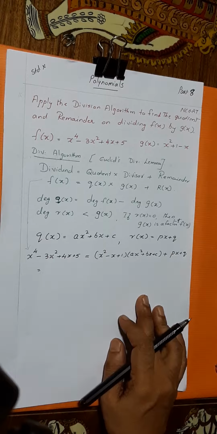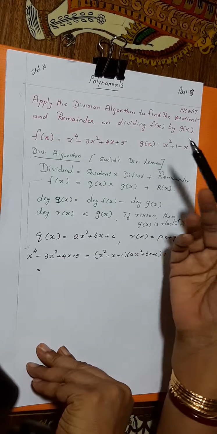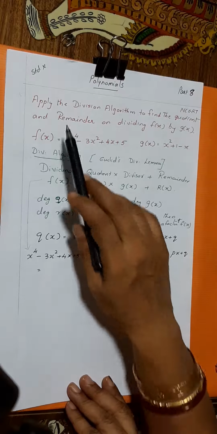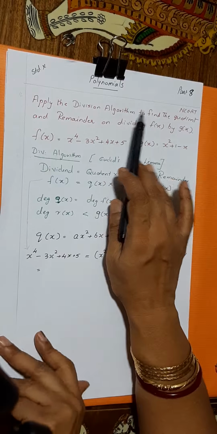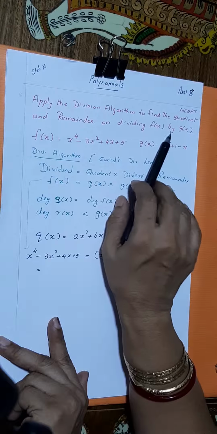The chapter is Polynomials for standard 10 and this is part 8. Now we are going to do a different variety of problem. Here, apply the division algorithm to find the quotient and remainder on dividing f of x by g of x.